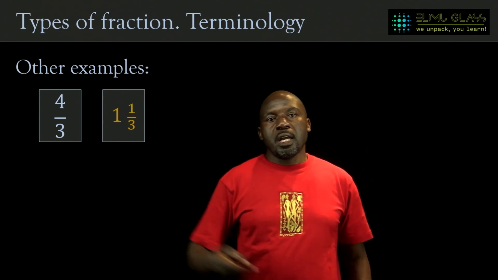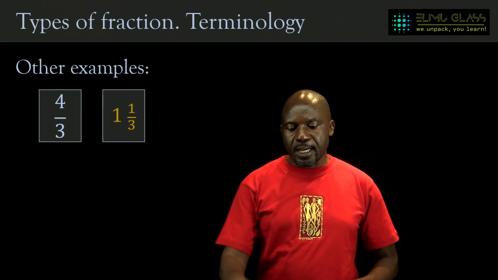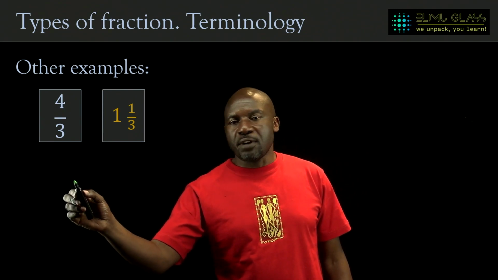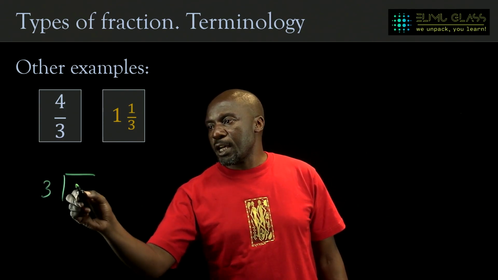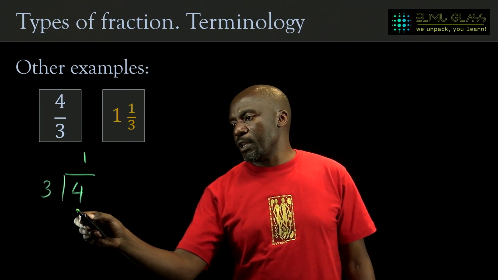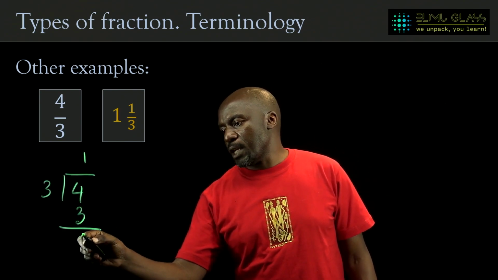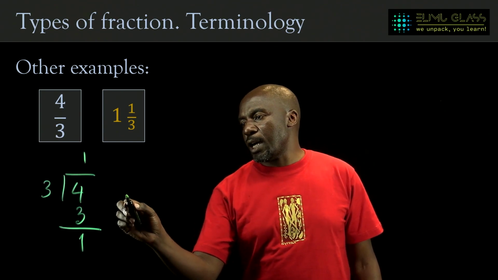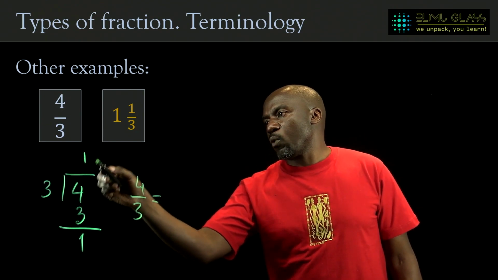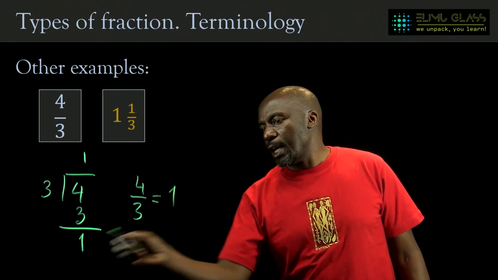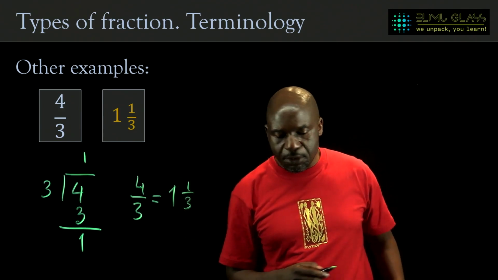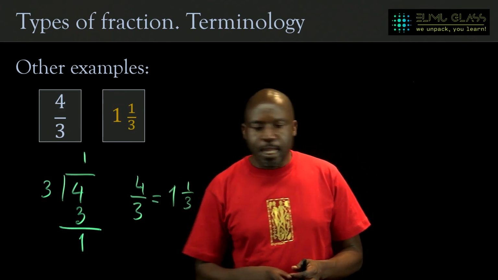Other examples of mixed fractions. So 4 over 3 can of course be expressed as 1 and a third. I'm hoping that we are okay with this, but in case you are not, all you're doing is dividing really. You're saying put the 3 outside and the 4 inside. 3 goes into 4 once to give us 3, and then we subtract and there is a remainder of 1. So our answer 4 over 3 becomes 1, this one here, and 1, the remainder, out of 3 parts. So 4 over 3 can then be expressed as 1 and a third.